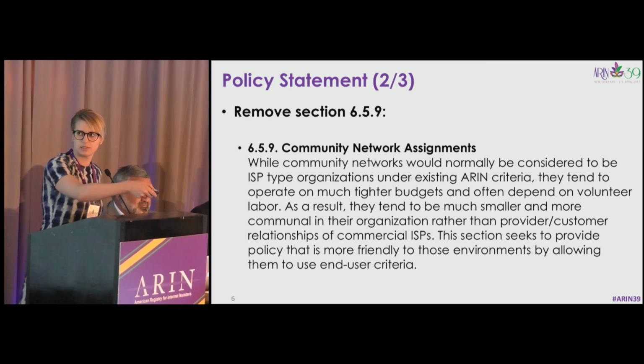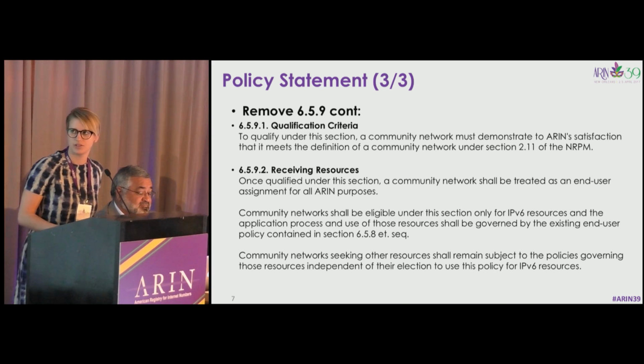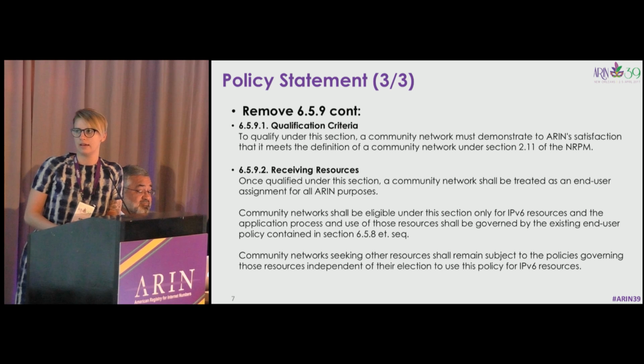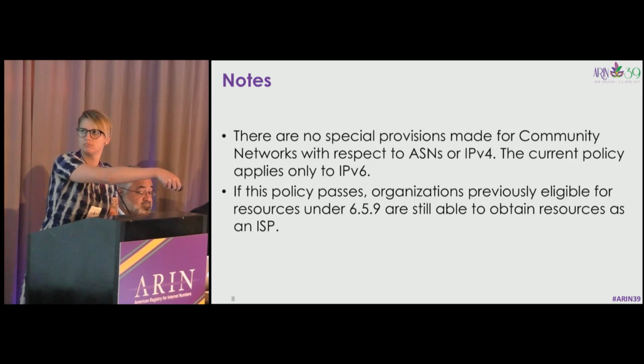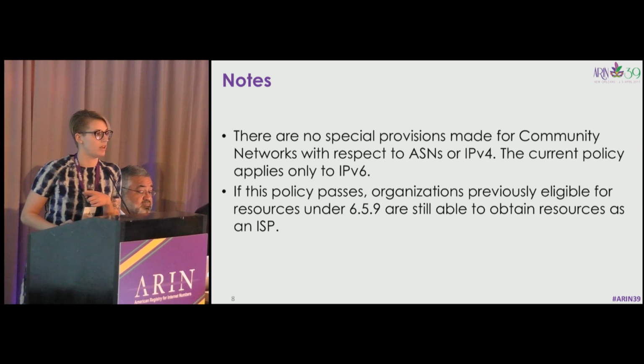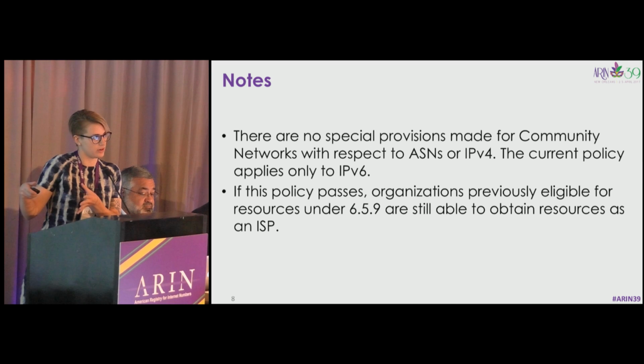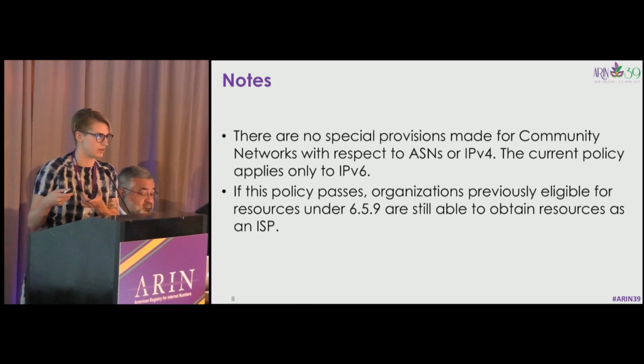Again, further down in section 6, this would come out, and then it's continued here. So this goes into the details of the qualification criteria. It's important to remember that this deals only with IPv6 resources. It doesn't apply to v4 at all or to ASNs, so there are no special provisions for community networks around those resources. And if this policy were to go through and pass, organizations who were previously eligible under this policy but have never used it would still be eligible for v6 resources, but they would just qualify as an ISP rather than an end user.